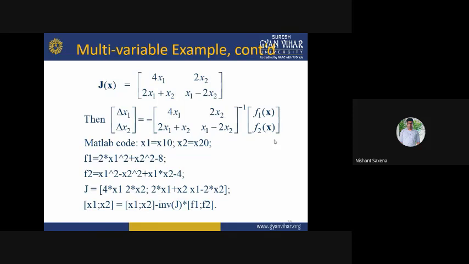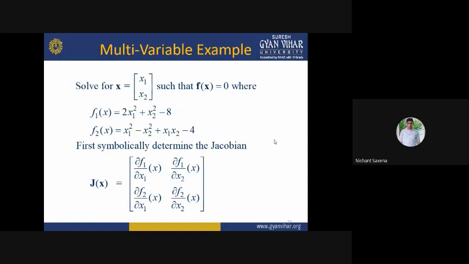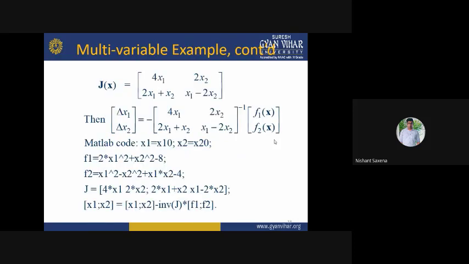Now when we substitute, del f1 upon del x1 is coming to be what? It's coming to 4x1. Okay. And del f1 upon del x2 is coming to be 2x2. Similarly, del f2 upon del x1 is coming to be 2x1 plus x2, and del f2 upon del x2 is coming to be minus 2x2 plus x1. So when we substitute these values in the matrix, we get 4x1, 2x2, 2x1 plus x2, and x1 minus 2x2.